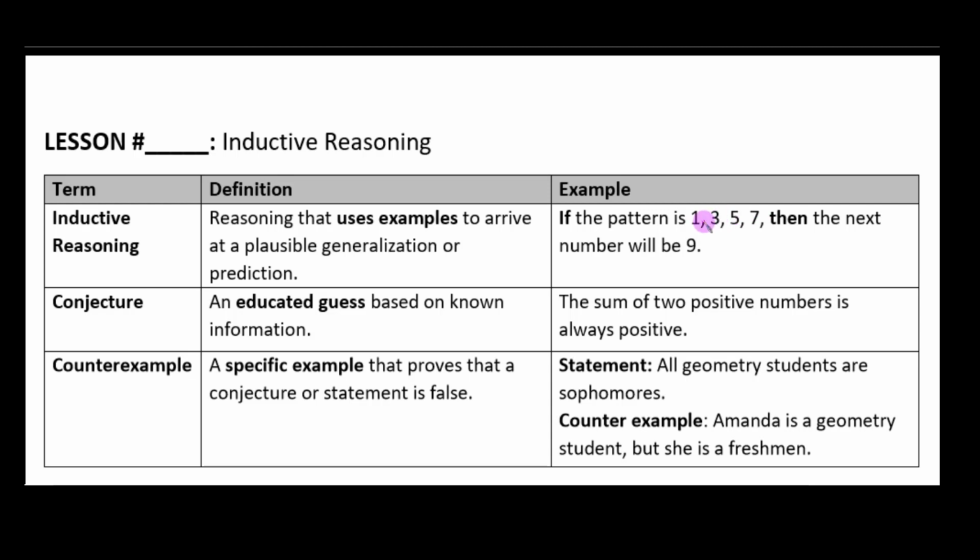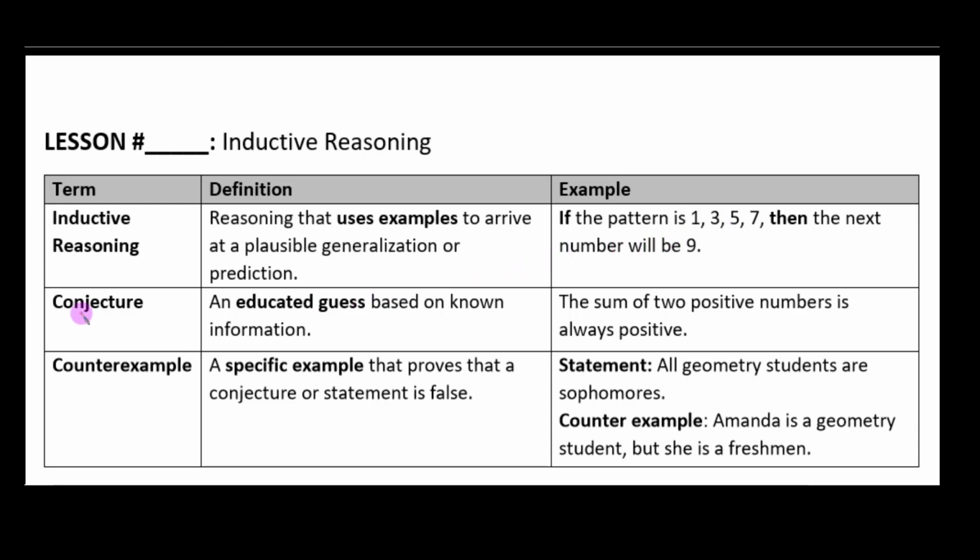So for example, if I see here 1, 3, 5, 7, I can say that the numbers are going up by 2. So then I can conclude that the next number will be 9. So that's inductive reasoning. You're looking at this pattern and you're coming up with a rule that describes what the next number or element in the pattern is going to be.